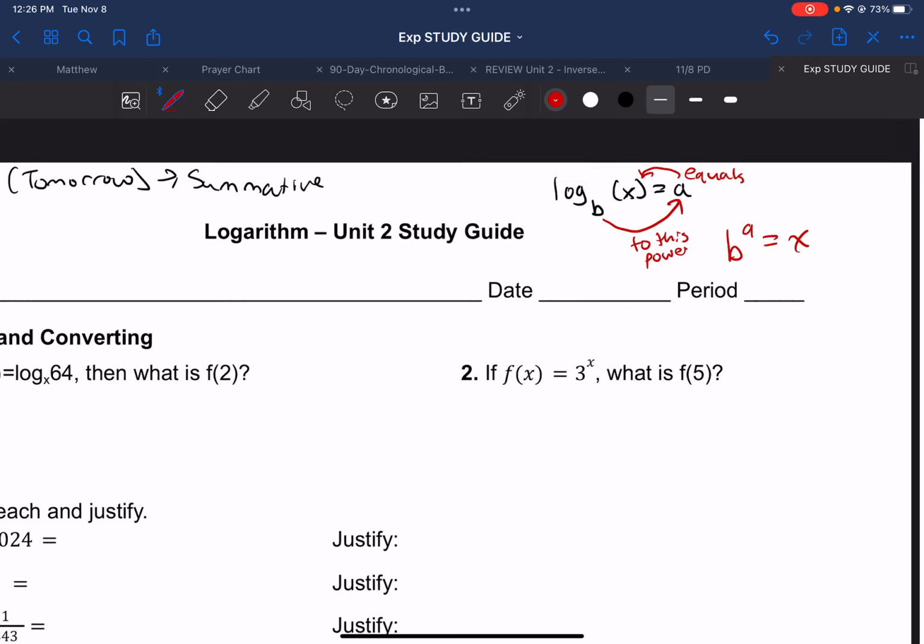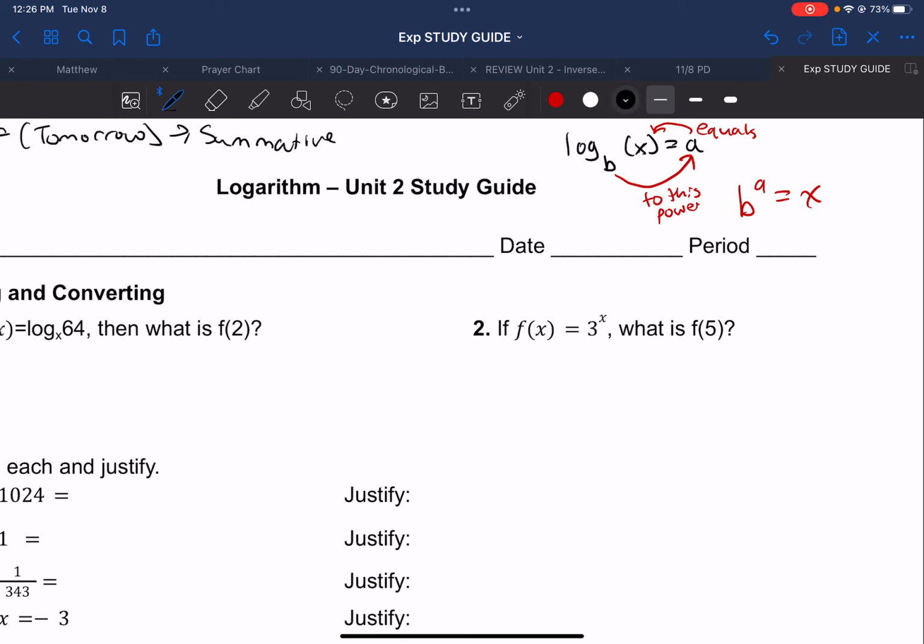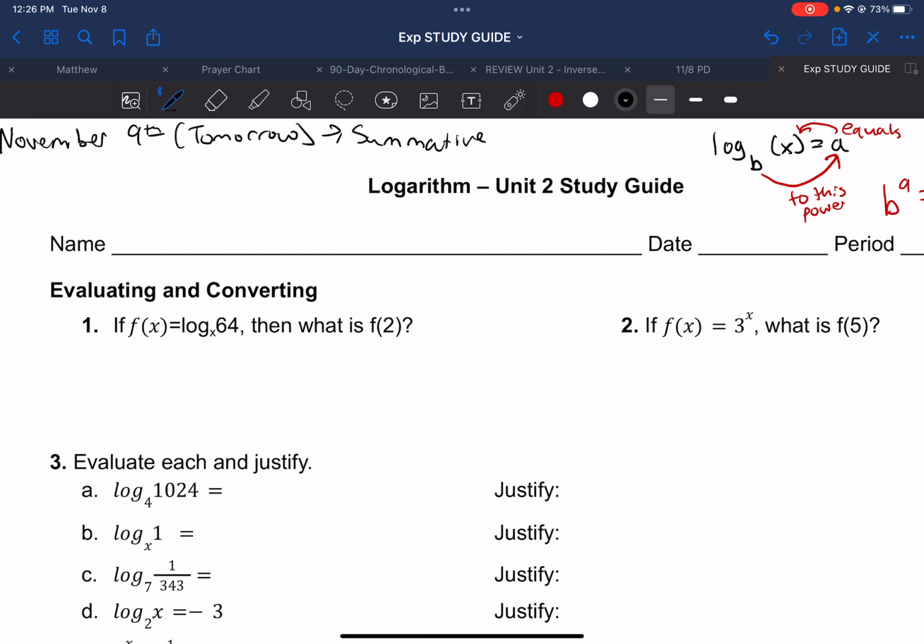So on number 1, for example, you're going to come down here, and it says if f of x equals log base x of 64, then what is f of 2? Whenever you see notation like this, just plug in for x. Whatever's in parentheses, you're going to plug in for x.